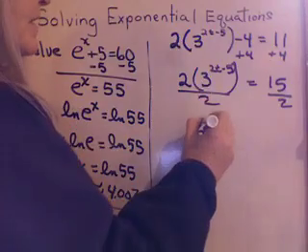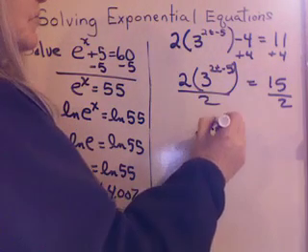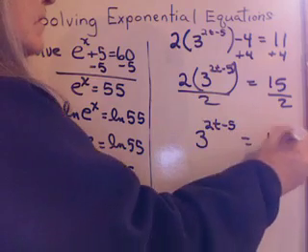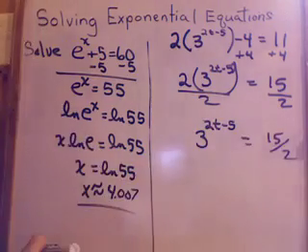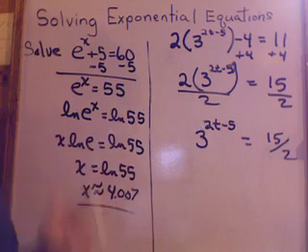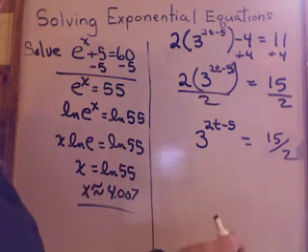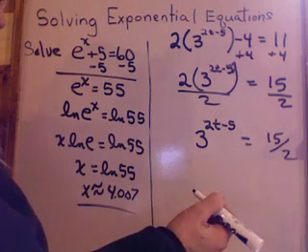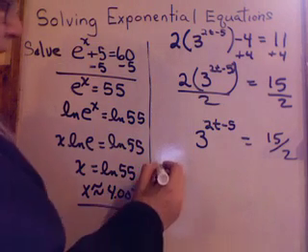So 3 to the 2t minus 5 is the exponent equals 15 halves. We'll just leave that as a fraction. All right, should I take ln of both sides or log of both sides? I hope you chose log. Now, remember, I can do the log of any base. Got any ideas on what base would be a good one to use?